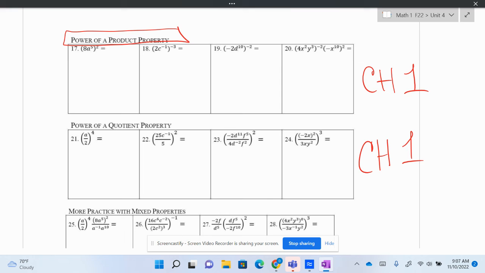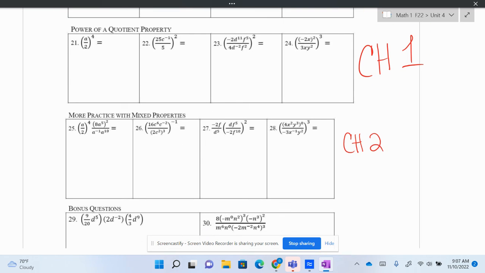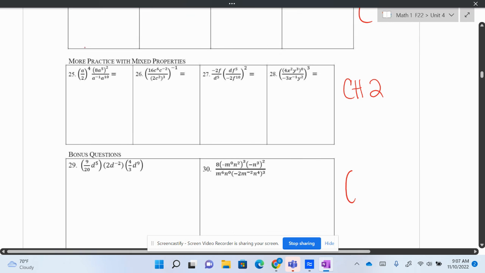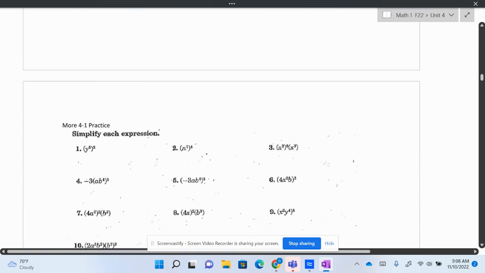Okay? Choose one. On number 25 through 28, I want you to choose 2. Choose 2. And then here, choose 1. My pen is dying. Sorry. Choose 1. I need to change the batteries. So you pick any one you want. I'll do them all. Okay? Are we good? Okay, I'm going to go to this last page.